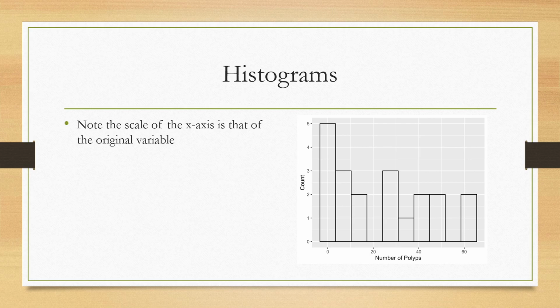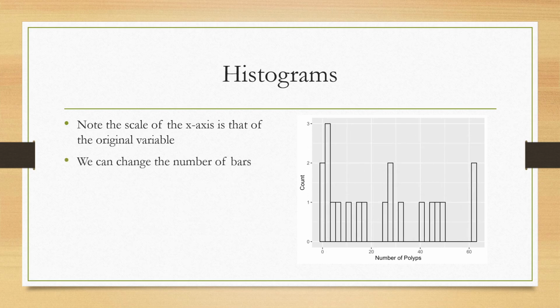So here, the scale of the x-axis, the left to right horizontal one, is number of polyps. You see my bars that I was talking about earlier. And again, the height of the bar represents the number of counts within that particular range. Now, I can change the number of bars if I want to, as we talked about before. Here, I think this is 30 different intervals, some of which have 0 in them. So you'll note that some bars have a height of 0.